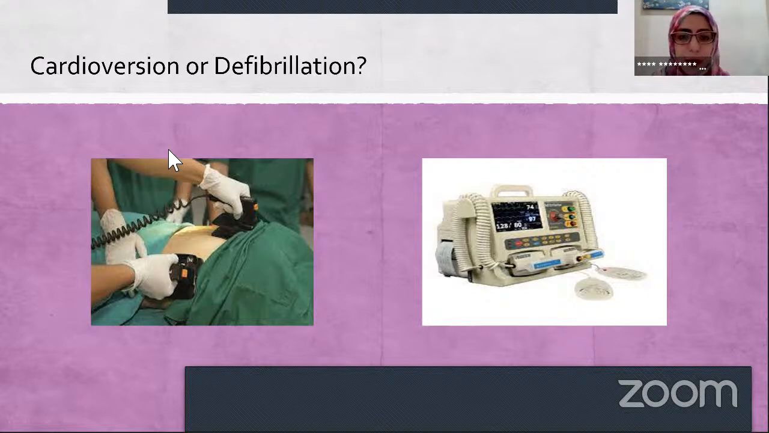Okay. The pictures that you're seeing, they are the same. This is a device, a defibrillator. You can do cardioversion or defibrillation with this device. It's not different. And these are the pads that you use for cardioversion or defibrillation. It's a little different with the AED, as you see. The AED has thin pads because it's portable, and you can use it in the ambulance, outside the hospital, but these are big devices, big pads. The difference is in this area.